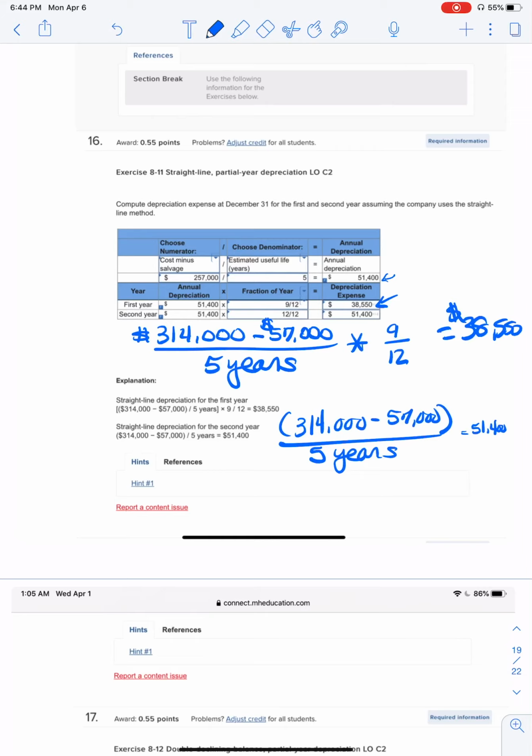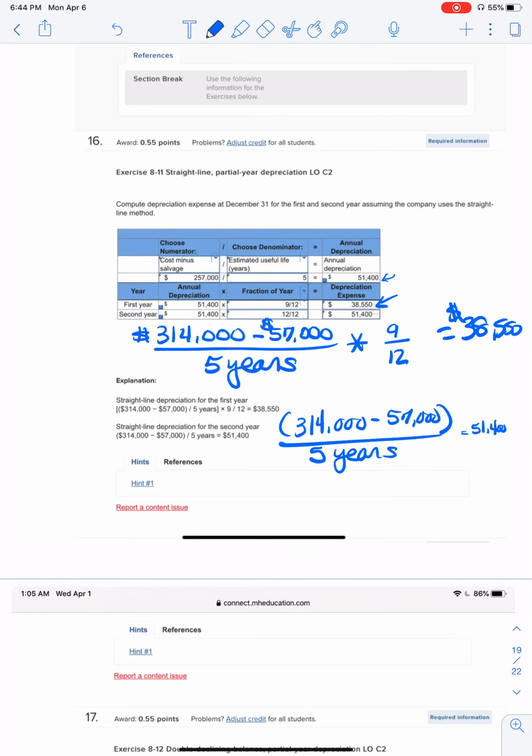Please, please, please, if you get a question on double declining balance, do not take that straight line amount and multiply it by 2. It will be wrong basically every time, ever. So don't do that. Instead, realize double declining balance gives you 2 times the straight line rate. Okay, so here with this straight line question, we were dividing over 5 years.